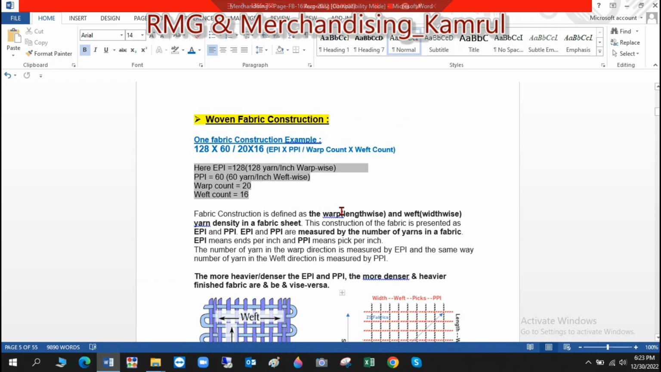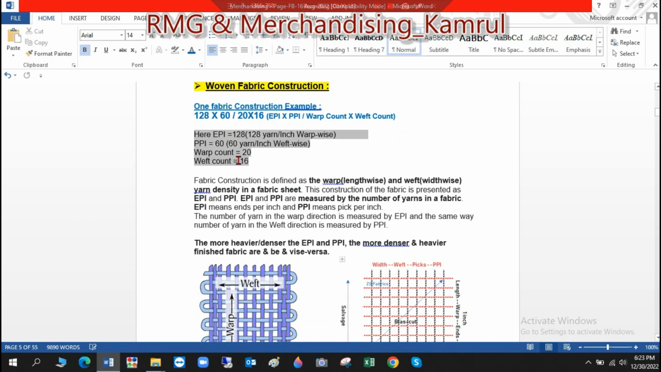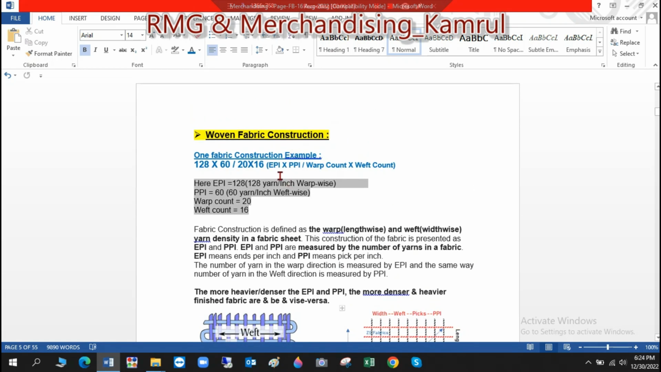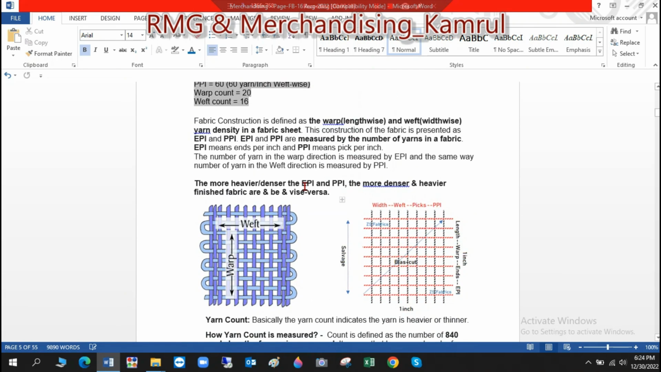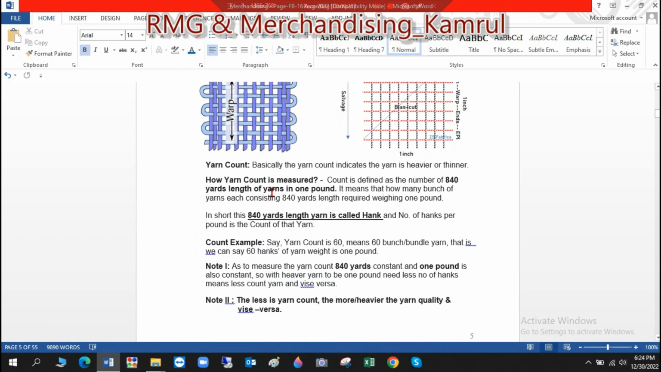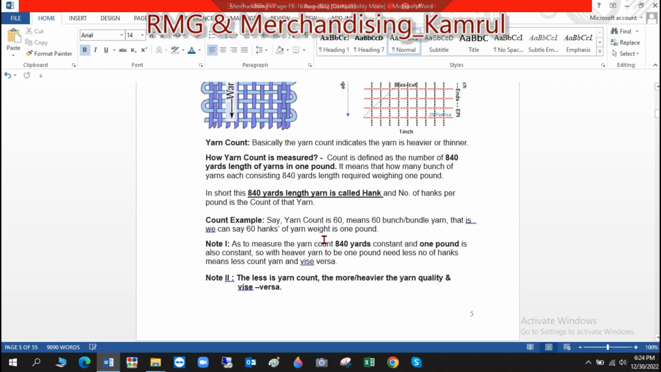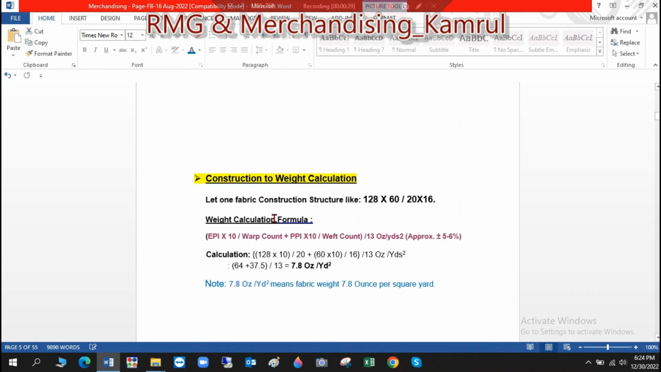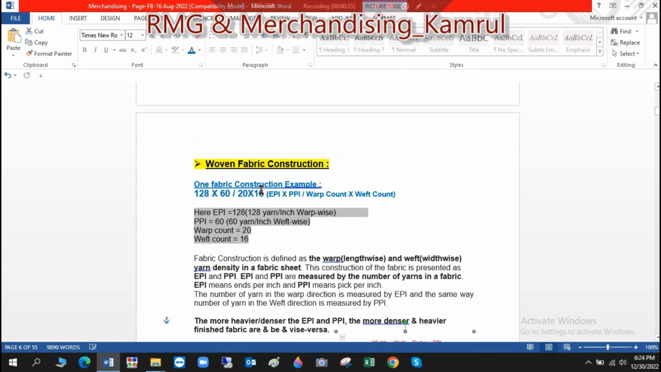I think you have seen my page. Through this page I'm going to discuss what is open construction, how the construction is formed, then what is weft, what is warp, what is EPI, what is PPI, then what is count, I mean yarn count, then what is hank, and with an example and a graphical picture, I'm also going to discuss how from this construction we can calculate the weight of that fabric. So yes, go to the construction.